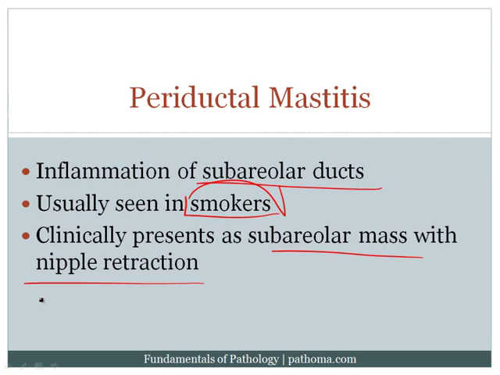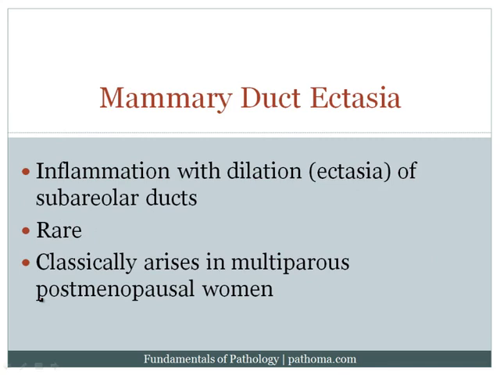However, that's not always the case. You can have nipple retraction with, for example, an inflammatory condition such as periductal mastitis. The next disorder is called mammary duct ectasia.